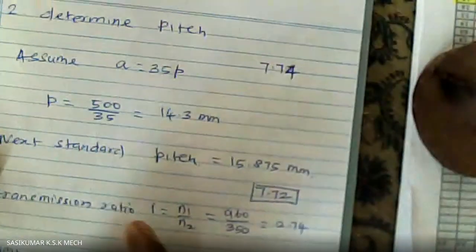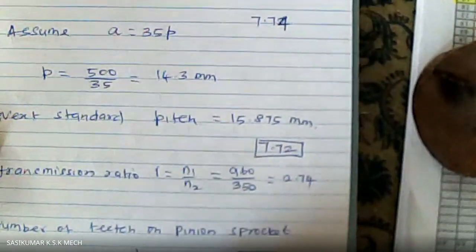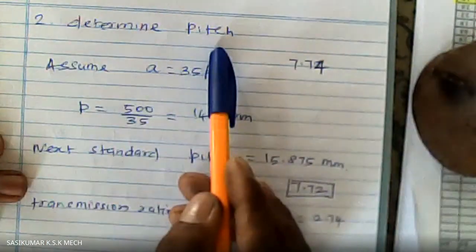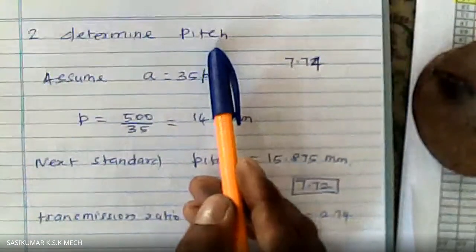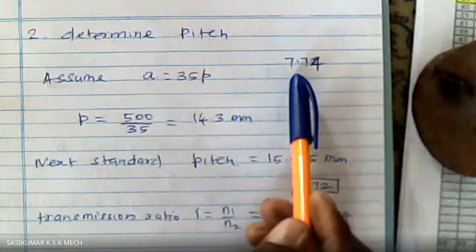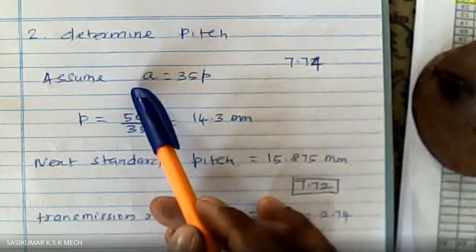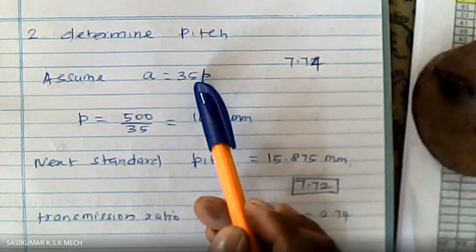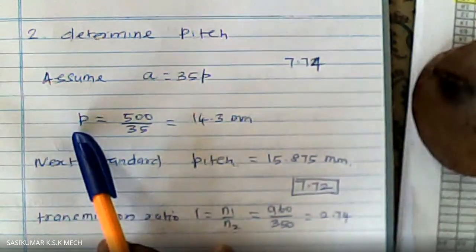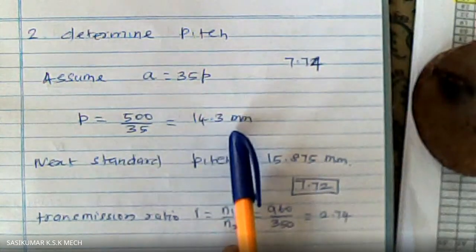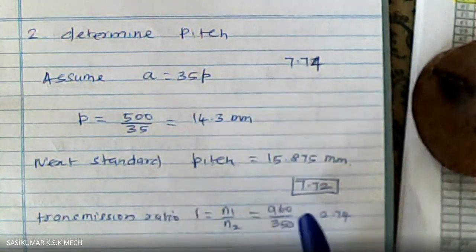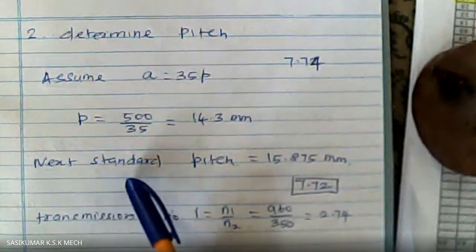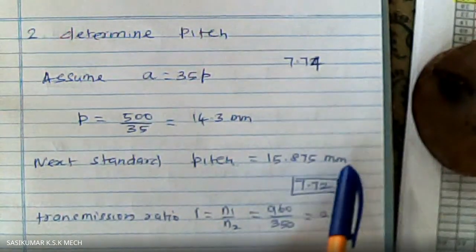In the second step, the second step is to determine the pitch. So from page number 7.74, you can assume center distance in terms of pitch. Here we have assumed 35 p. So here small p is pitch, capital P is power. So now the pitch requirement is 14.3 mm. But this is not a standard one. So by looking at page number 7.72, you have to standardize the pitch. So the next standard pitch is 15.875 mm.